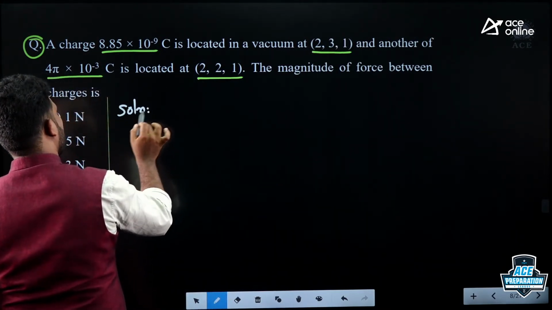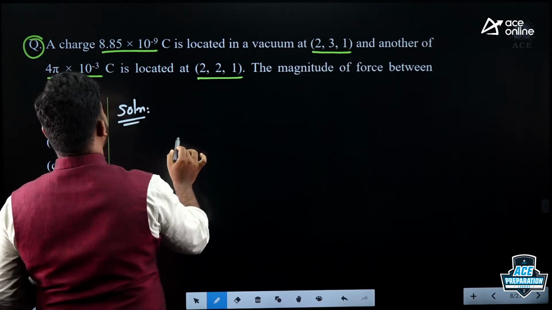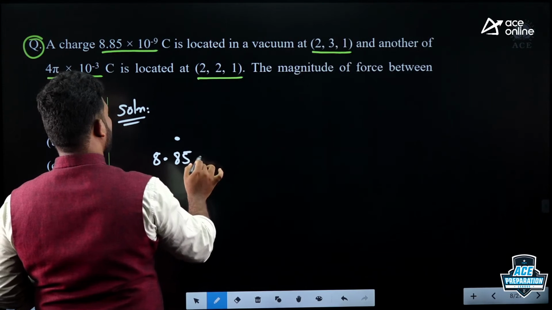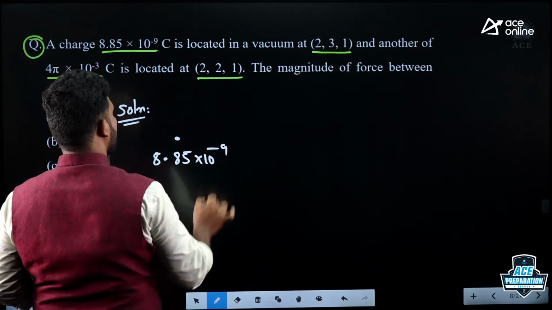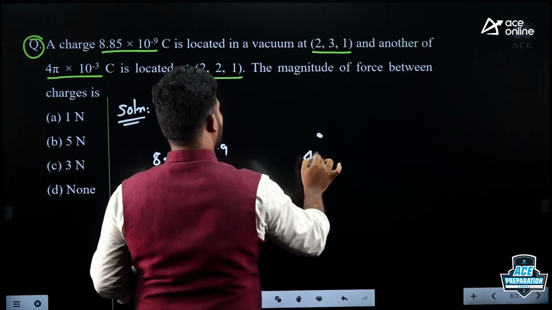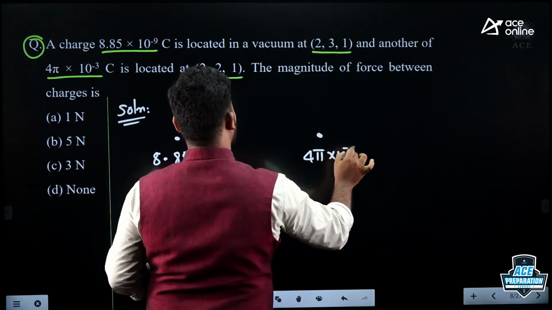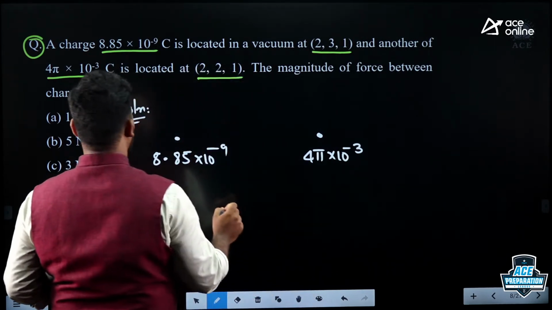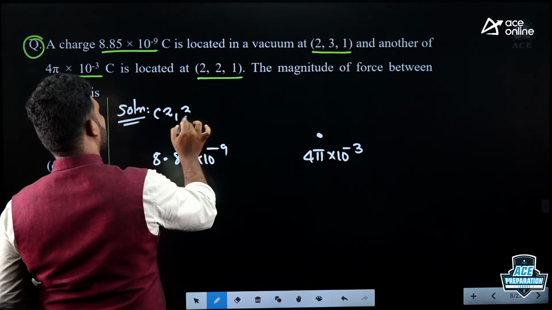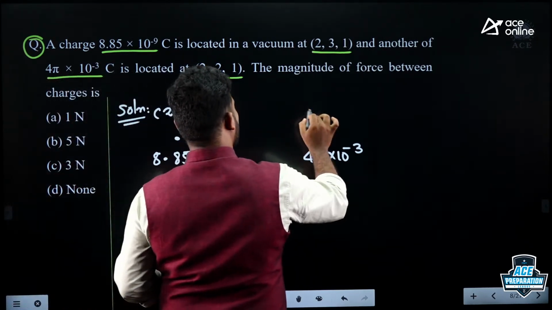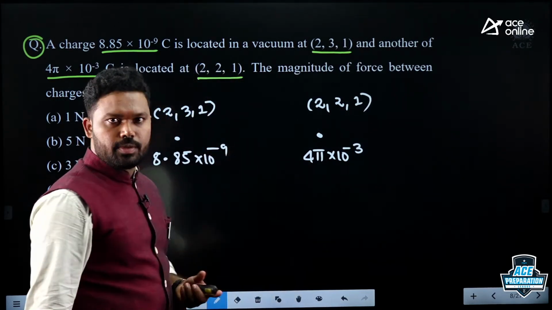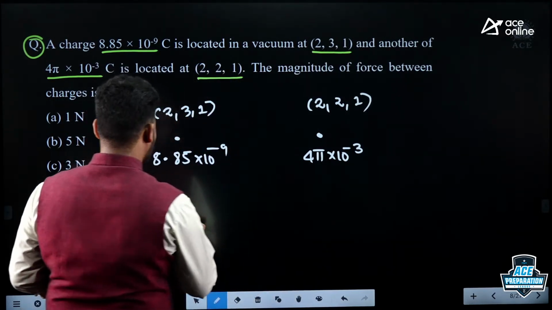Here is the solution. There are two charges here. How much is the charge? One charge is 8.85 into 10 to the power of minus 9. The other charge is 4 pi into 10 to the power of minus 3 coulombs. And what is the distance between them? This charge is at 2, 3, 1. This is 2, 2, 1. It is asking what is the force between them. Fine. What is the force between the two charges?